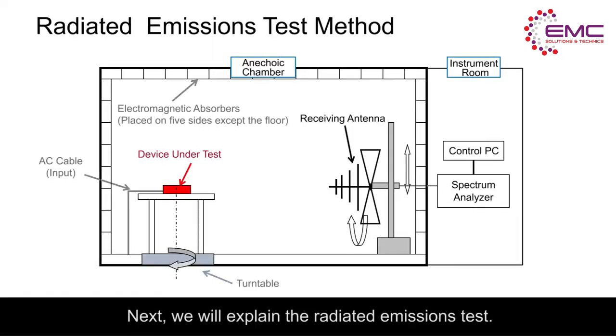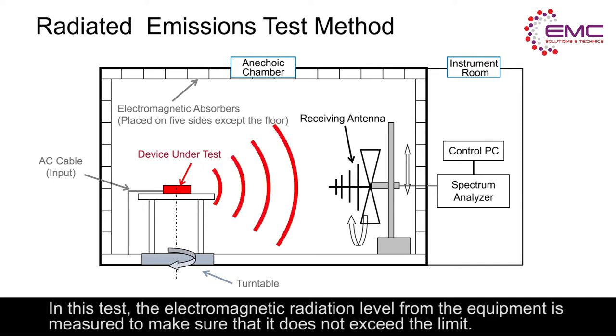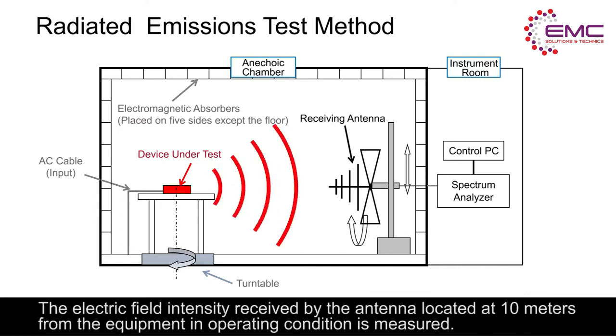Next, we will explain the radiated emissions test. In this test, the electromagnetic radiation level from the equipment is measured to make sure that it does not exceed the limit. The electric field intensity received by the antenna, located at 10 meters from the equipment in operating condition, is measured.